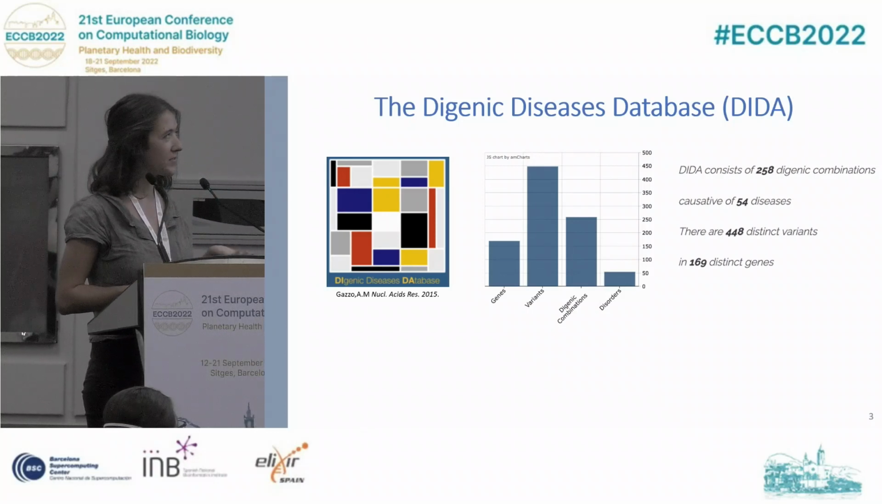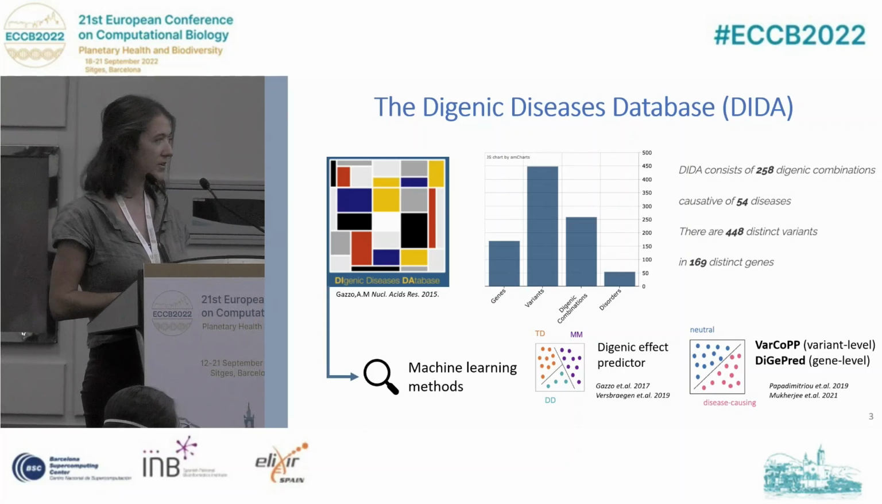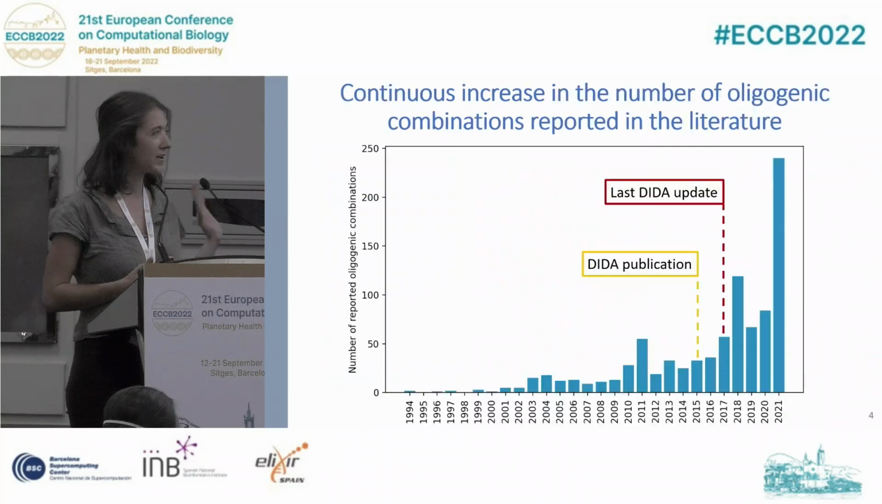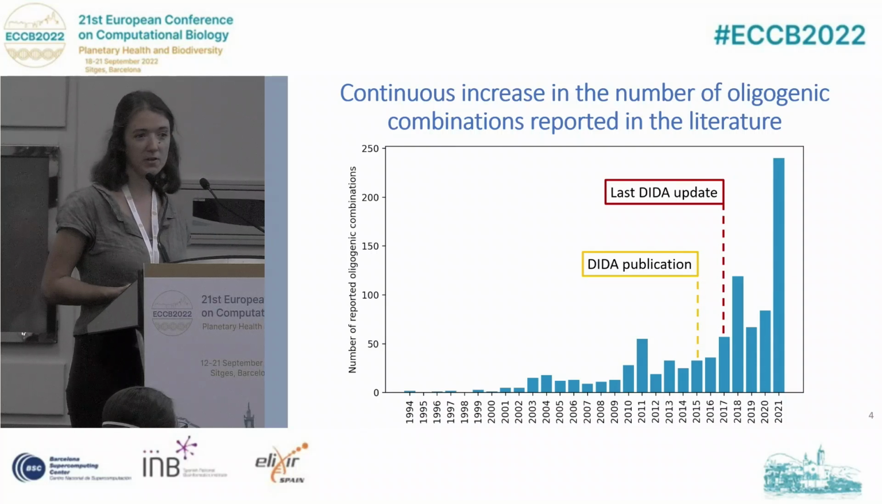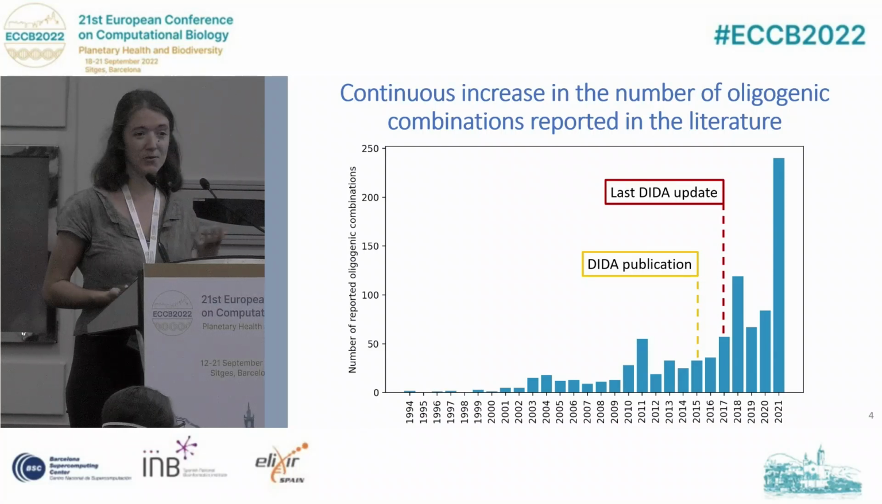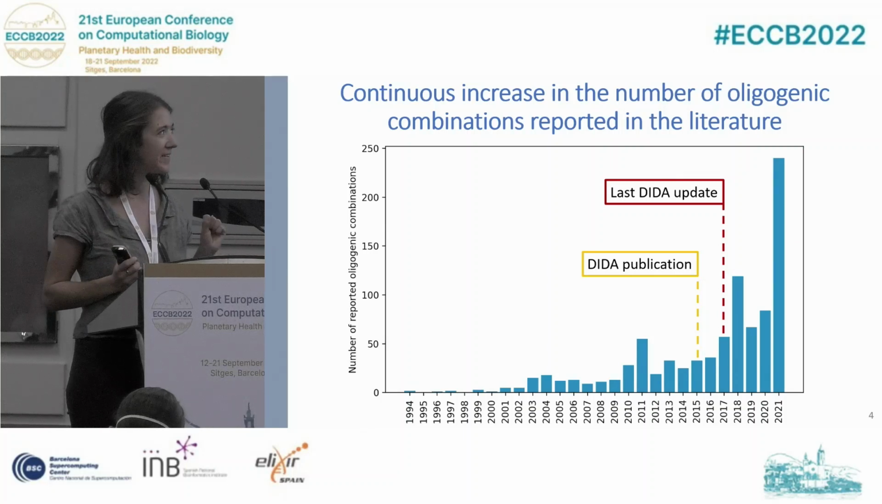So from this database, many machine learning models have been developed to predict first different types of digenic effect, and then also the pathogenicity of variant combinations in gene pairs as well as gene pairs. Together, this database as well as these methods have led to a lot of research in the area and a huge increase in the number of combinations reported to be linked to genetic diseases. So this highlighted two things. First, we need to improve the data collection on this type of genetic inheritance. And second, the DIDA database was not enough to cope with the continuous increase.